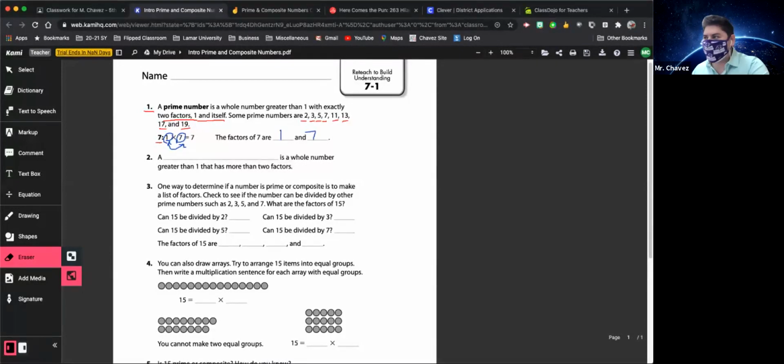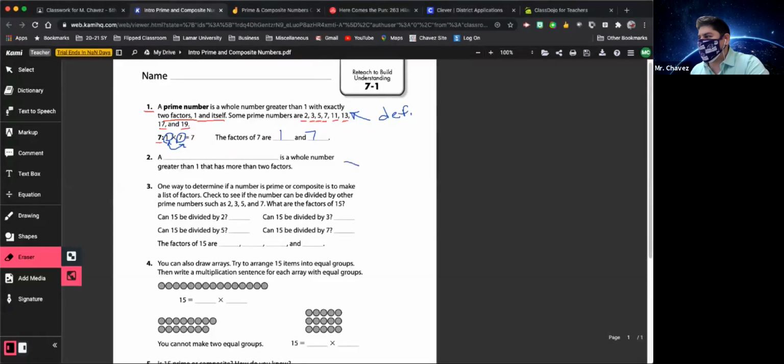Go ahead and fill that in inside your chart. Or if you want to use the text box, click the text box and type in your answers in there too, that'll work also. So here is your definition of what a prime number is. You don't have to write this down, but there's your definition.